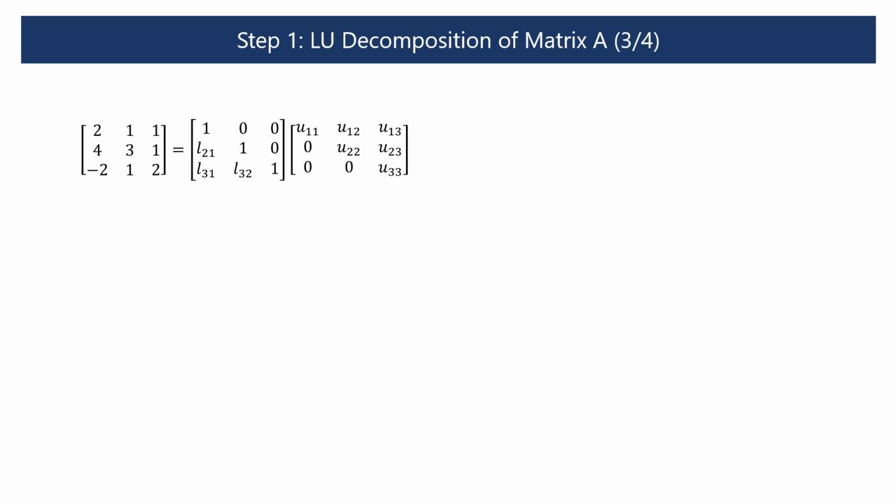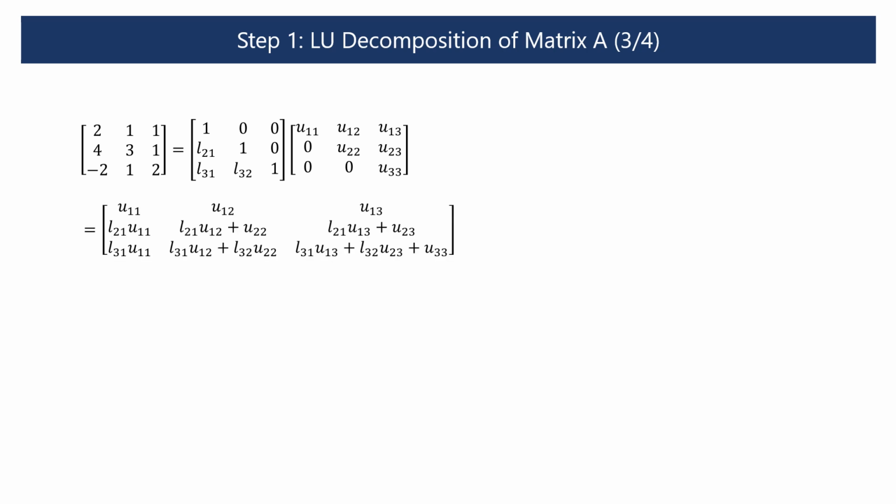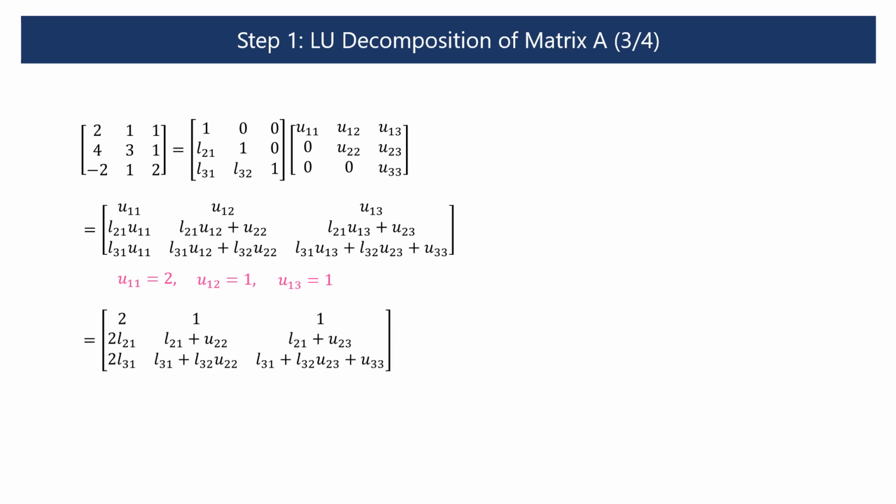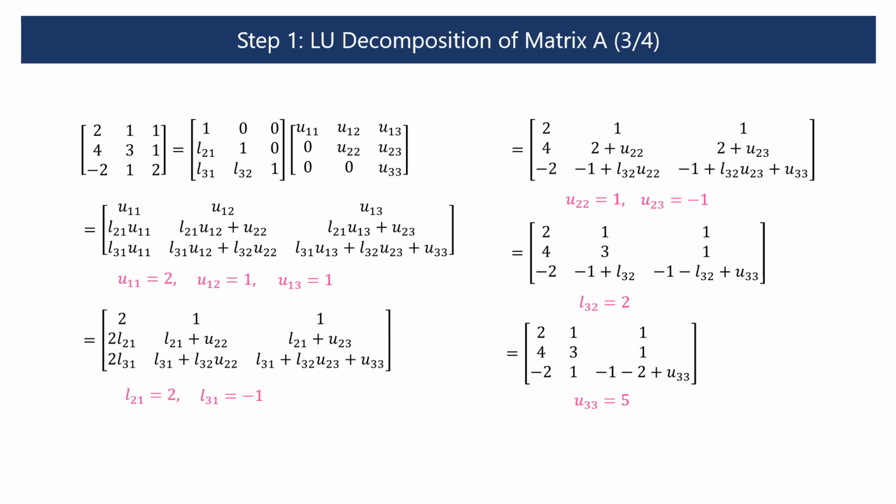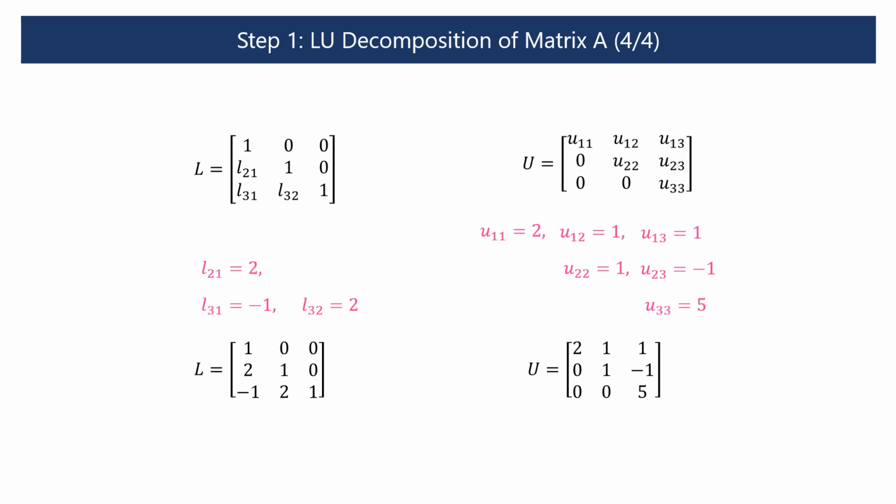Let's start with this equation. By multiplying the two matrices L and U, we can obtain this matrix. Since this matrix equals the matrix A, we can obtain the values of the elements in the first row. Let's substitute these values. Repeat this process. We can find the values of all elements in the matrix L and U. Now we have obtained the values of all elements in the matrix L and the matrix U.